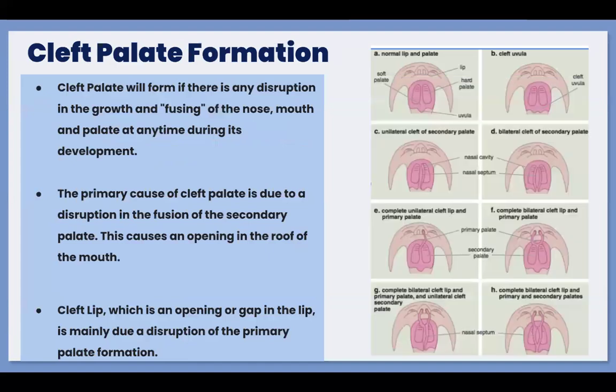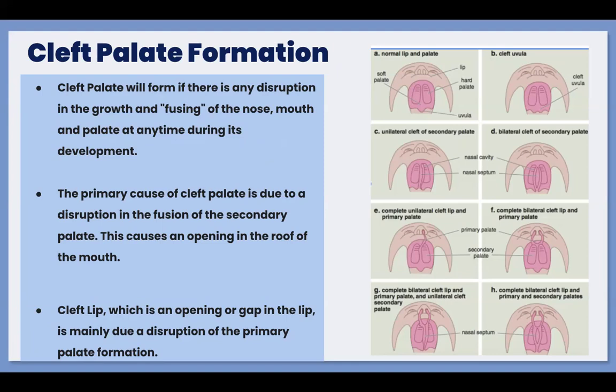And then how does cleft palate actually form? It will form if there is any disruption in the growing and fusing of the nose, mouth, and palate at any time during its development. There are many genes and environmental factors that can play a role at different times of palatal formation. But the primary cause of cleft palate is a disruption in the fusion of the secondary palate, which causes the opening in the roof of the mouth, whereas cleft lip, which is the opening or gap in the lip, is mainly due to a disruption of the primary palate formation.